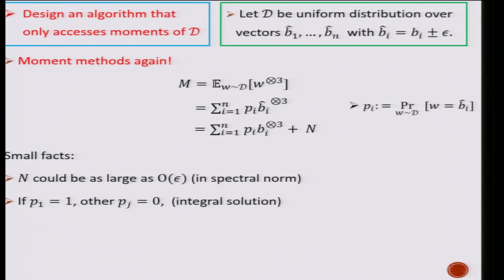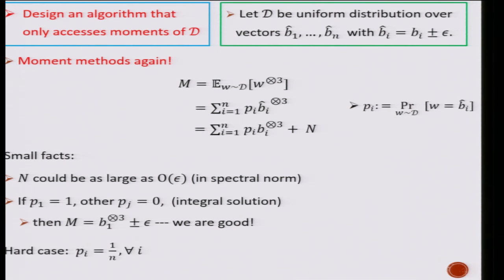Another small fact is, suppose P1 is 1. So basically the distribution is only supported on one vector. So it's really an integral solution in our usual sense. In this case, it should be easier, because m is just b1 to the tensor 3 plus epsilon noise. And now we can do whatever we want. For example, we can flatten it into a matrix and do singular vector decomposition. We are going to get b1. So this is the easy case. This suggests that maybe the hard case is that the bi are all 1 over n, a uniform distribution over the n feasible solutions.